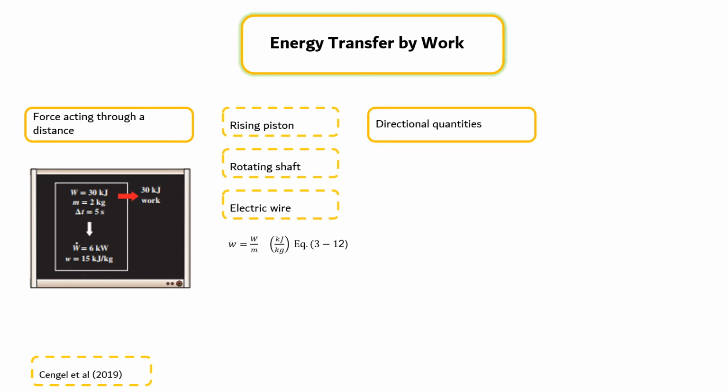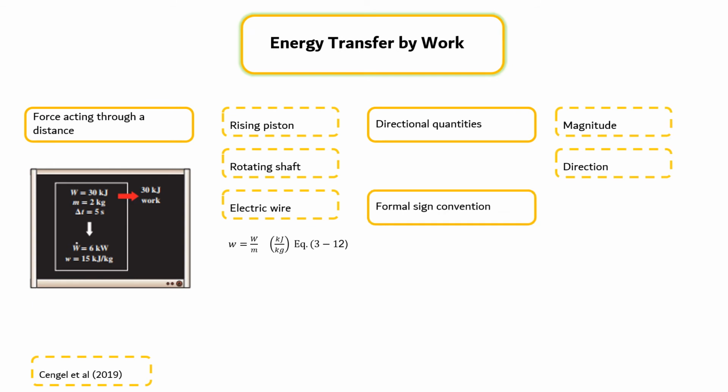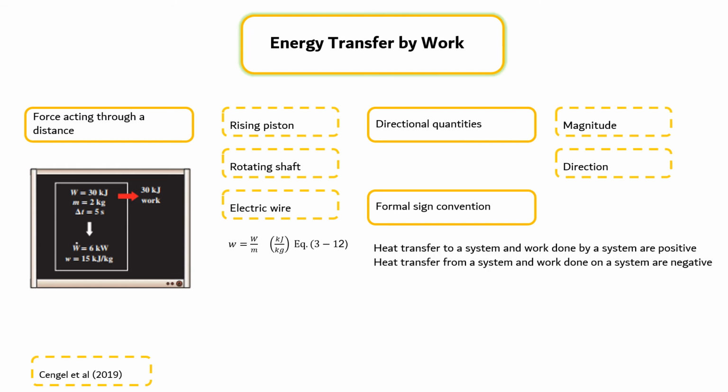Heat and work are directional quantities, and thus the complete description of a heat or work interaction requires the specification of both the magnitude and direction. One way of doing that is to adopt a sign convention, the generally accepted formal sign convention for heat and work interactions. Heat transfer to a system and work done by a system are positive, whereas heat transfer from a system and work done on a system are negative. Another way is to use the subscripts in and out to indicate direction, as shown in the right figure.